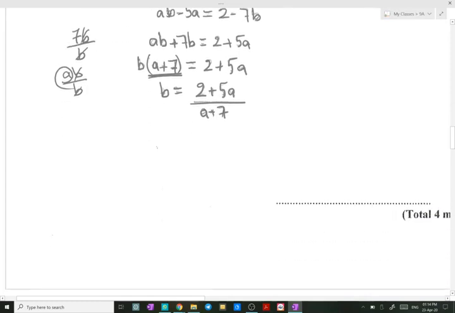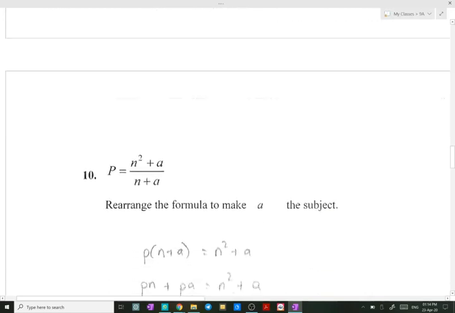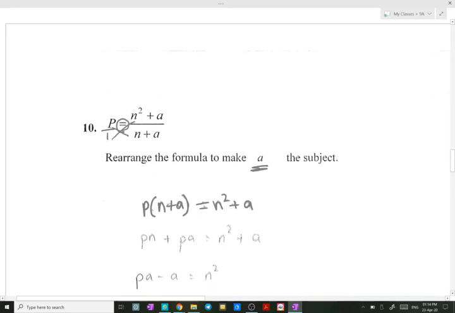In number 10, we have this formula and we need to rearrange it in order for a to be the subject. So we place p over 1. We have two fractions and an equality between them, therefore we can cross multiply. P multiplied by n plus a equals n squared plus a. Then we expand, so it's p times n plus p times a equals n squared plus a.